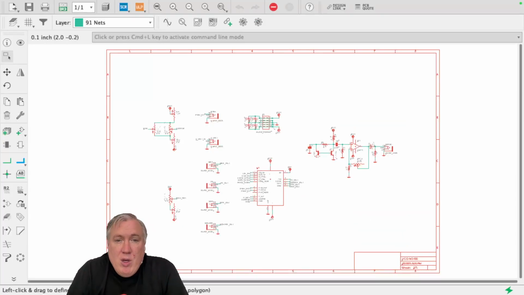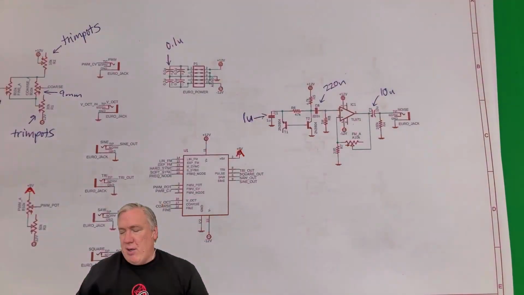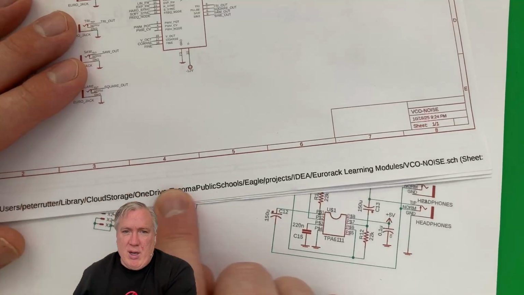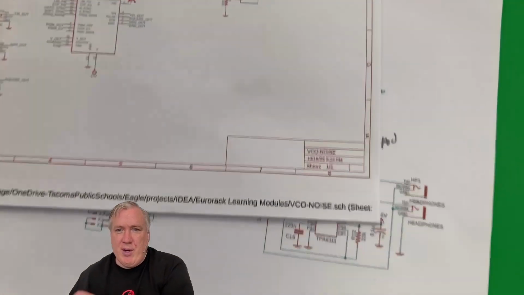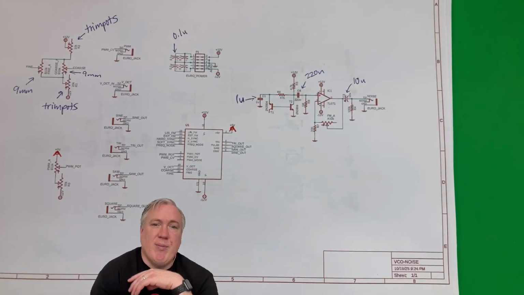Okay, when you get finished, or you're just at a stopping point, you need to save it. So I'm going to show you what to save it as. You're going to go up to File, Save As, but before you do, you need to know what to save it as. On this sheet of paper, down in the bottom corner, you can see this long file path. This is where it's stored on my computer, and you can see right at the end the name of that thing. So this is VCO-noise, okay? And how I want you to save it is to use that name, but also your name.